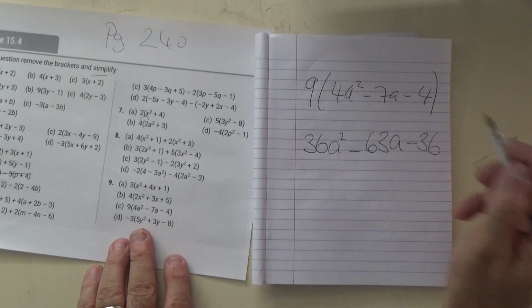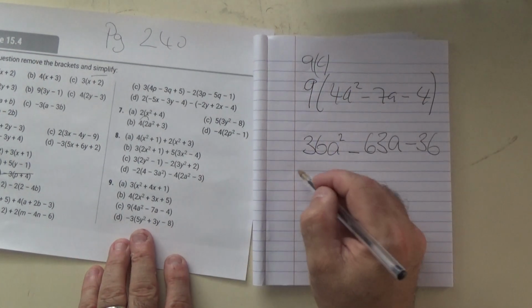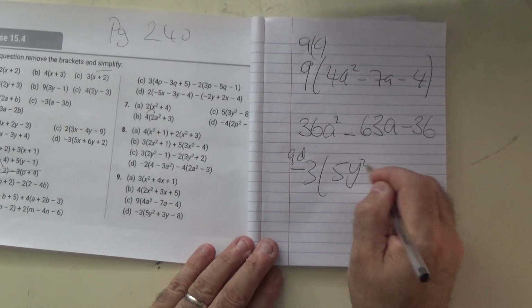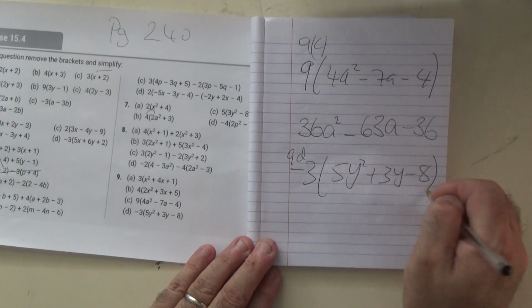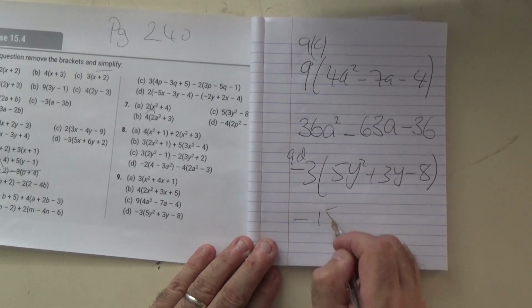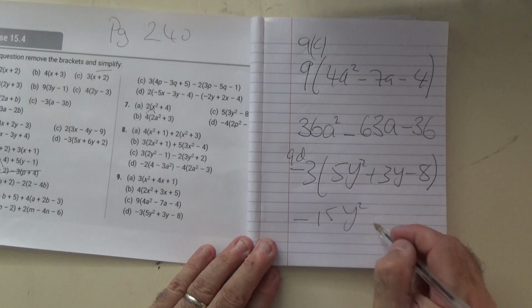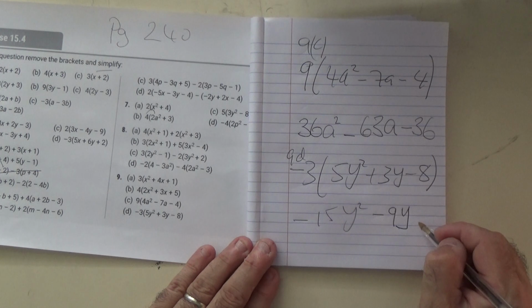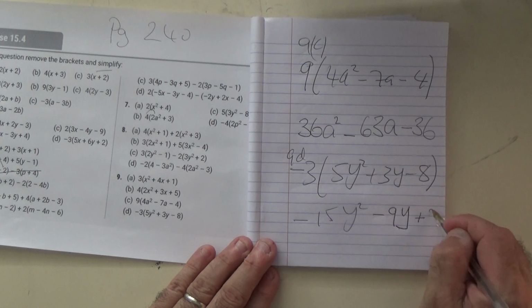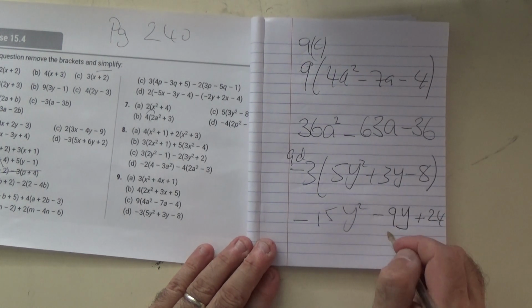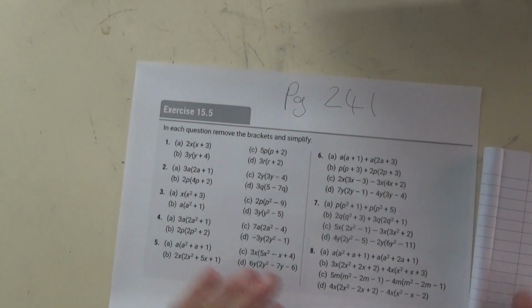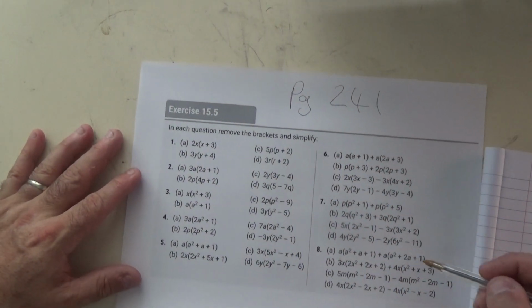Okay, so that was 9c done, and last one is 9d. Negative 3 times 5y squared plus 3y minus 8. Negative 3 times 5 is negative 15y squared. Negative 3 by positive is negative 9, and then the variable is y, and then negative by negative is positive 24. Okay, that's that answer. Okay, that's half the homework done. And the second half involves questions 1 to 5.